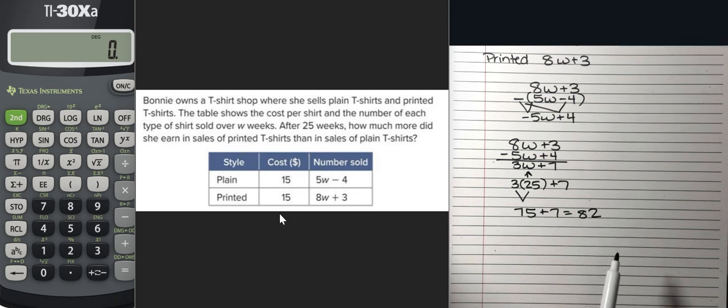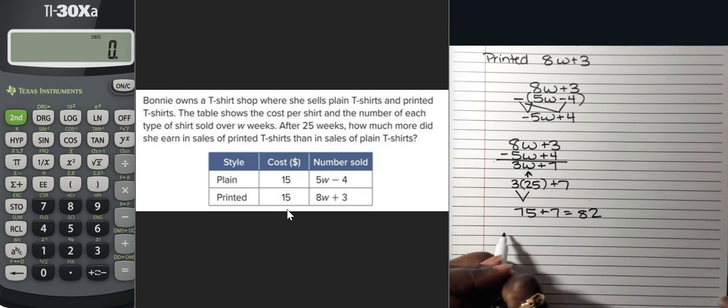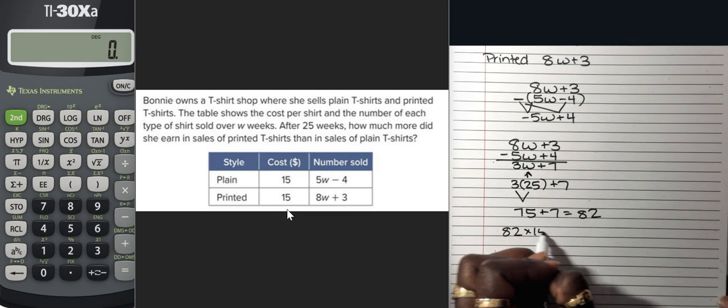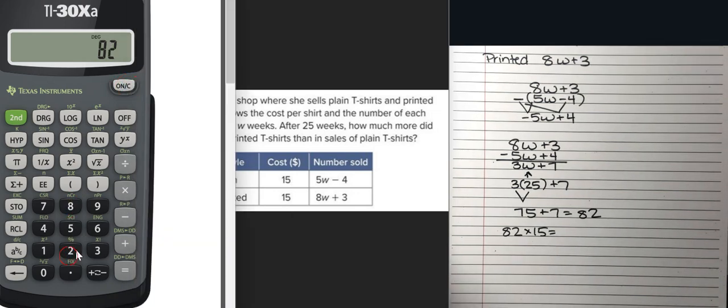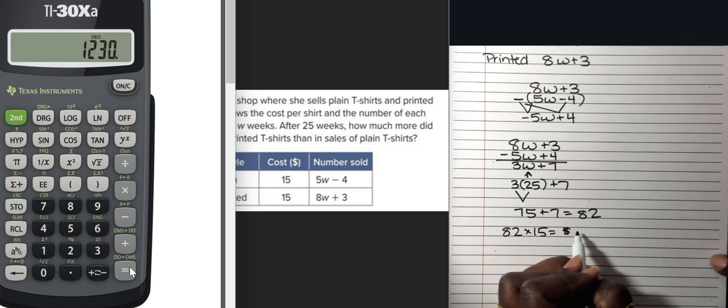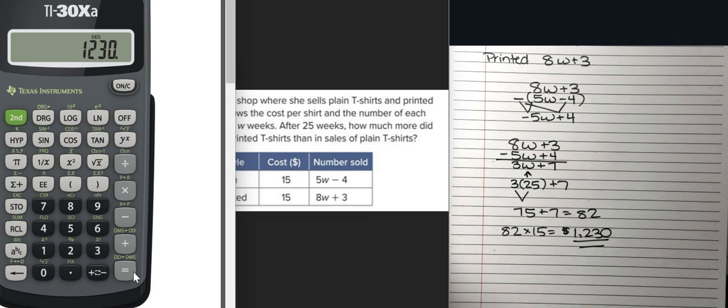So we're trying to find out how much more did she earn in sales. So she basically sold 82 shirts more. And we just need to figure out how much she earned if she sold them each for $15. So we're going to take that 82 and multiply it by 15. If you plug that into your calculator, 82 times 15, we come out with $1,230 more that she earned from selling the printed shirts over the 25 weeks.